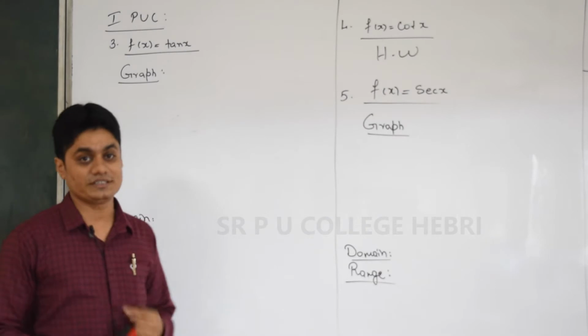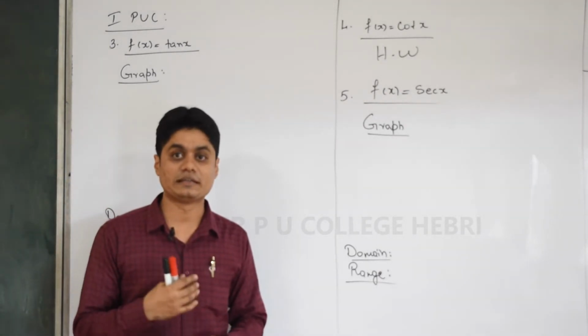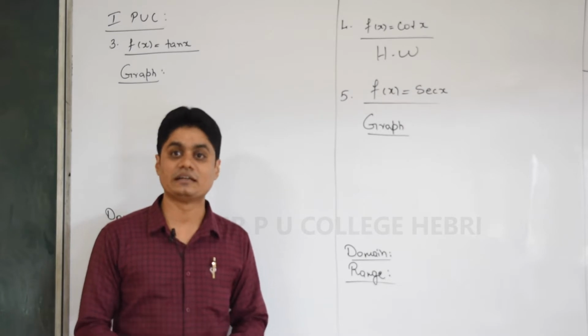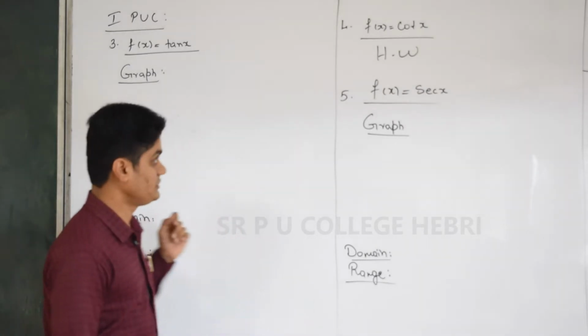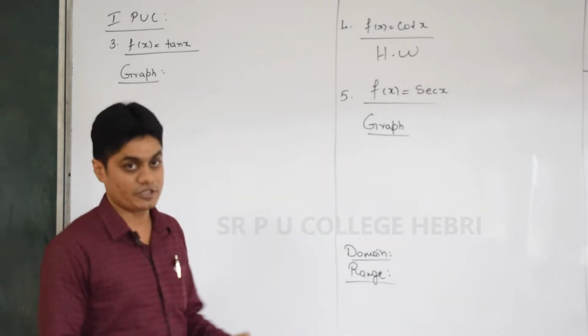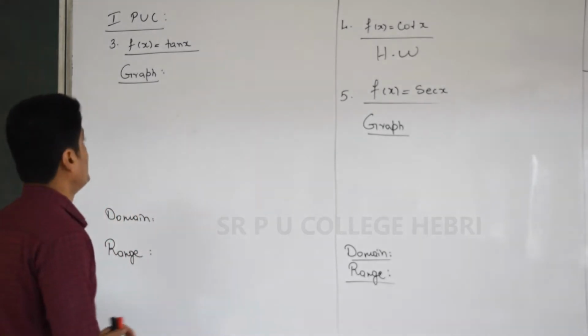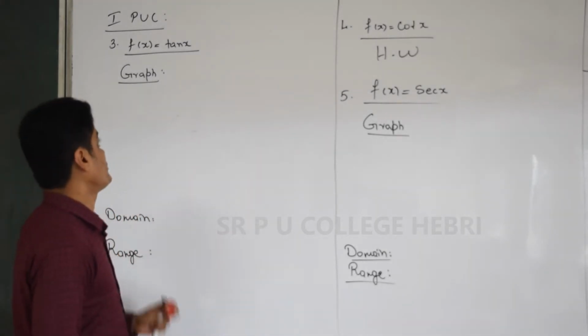After sin x and cos x, the next trigonometric function is tan x. So I'm going to discuss now the definition, graph, domain and range. If I solve tan x, you are going to solve cot x as a homework problem. After that I'm going to discuss secant x, and you are going to answer cosecant x as a homework problem. Okay, the next function is tan x.